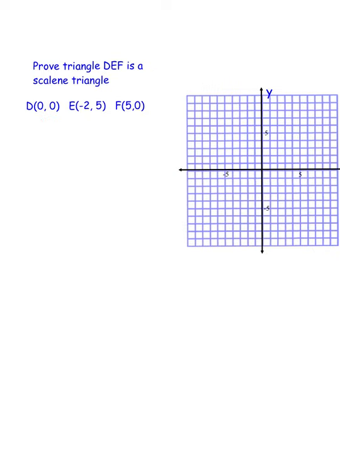Next question. It says prove triangle DEF is a scalene triangle. The first thing, vocabulary: scalene means no congruent sides. To show congruent sides, we're going to do distance. So here I have to do three distance formulas. Once again, I'm going to hit pause and then I will come back and explain my work.